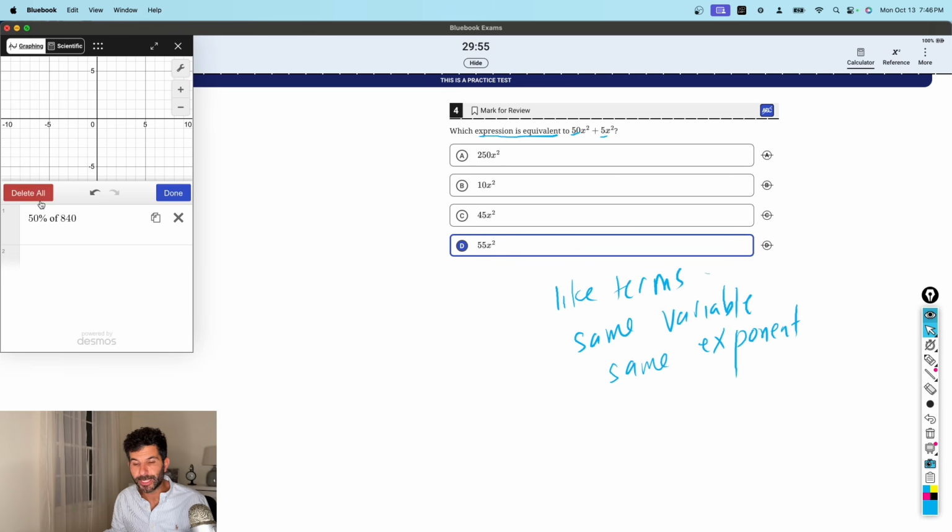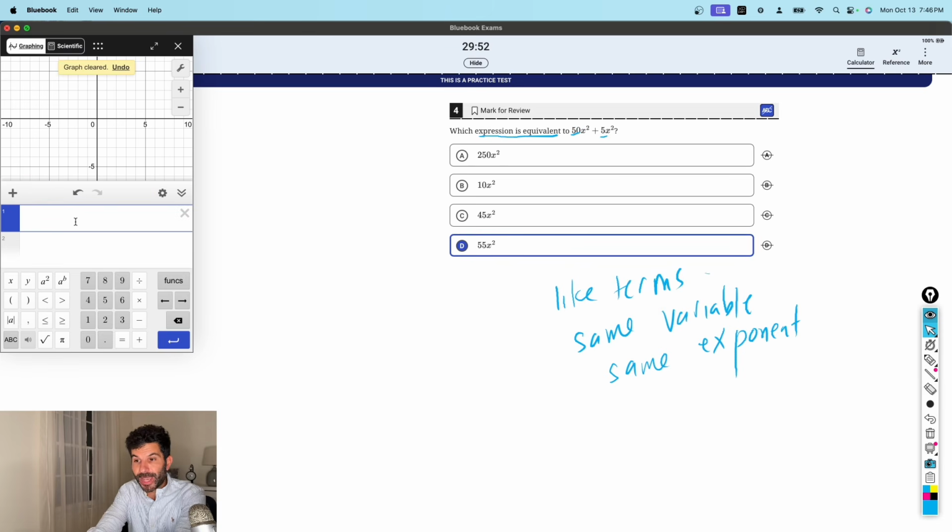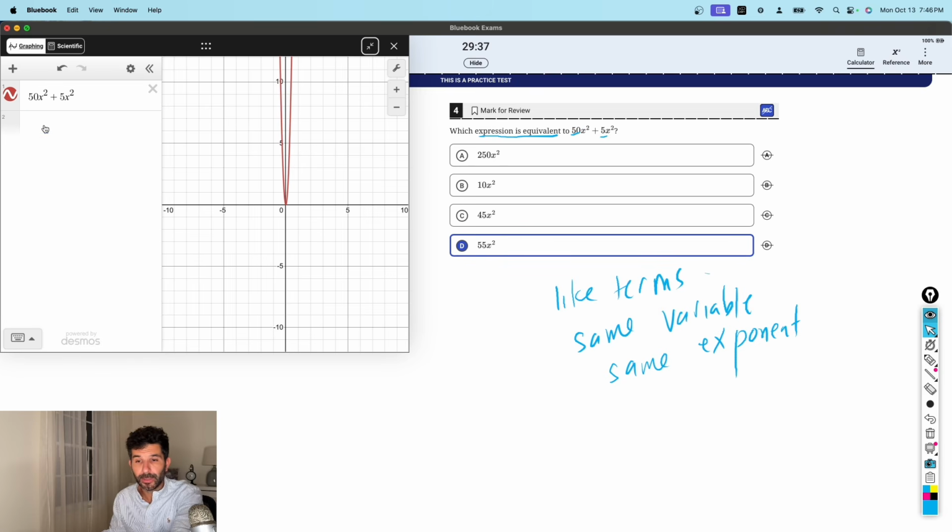One thing you could do in Desmos that doesn't hurt, if you have extra time and you want to go back and check your answers later on: if you type in the expression 50x squared plus 5x squared, and you enlarge this, you'll get a parabola. If we were to type in 55x squared, which by the way, we're doing shift 6 for that, you'll see that the blue parabola fits right on top of the red.